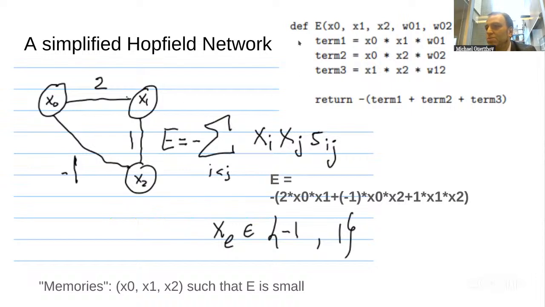So how to compute it in Python? Well, you just need to compute this formula. I compute the 3 terms, and I return minus the sum of the 3 terms. So term 1, and then term 2, and then term 3.